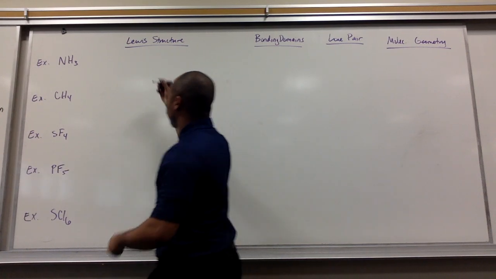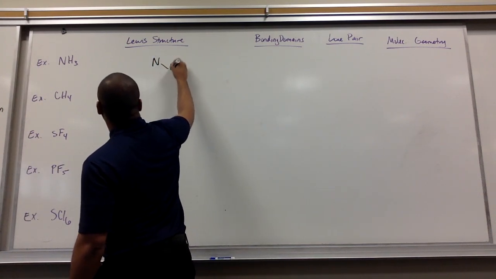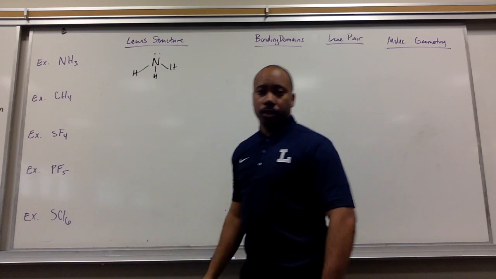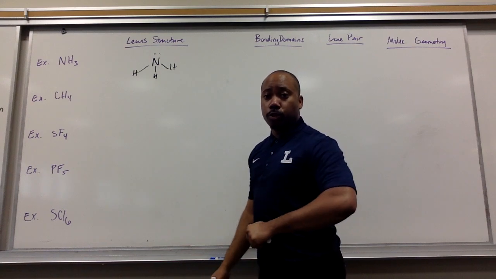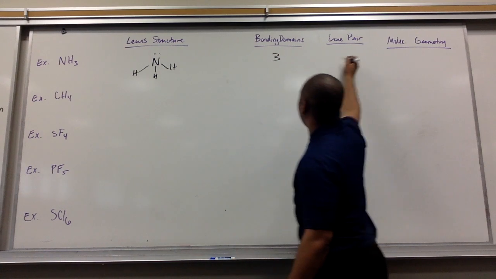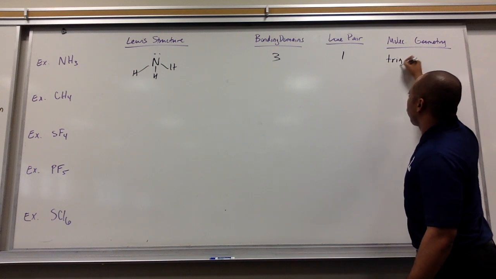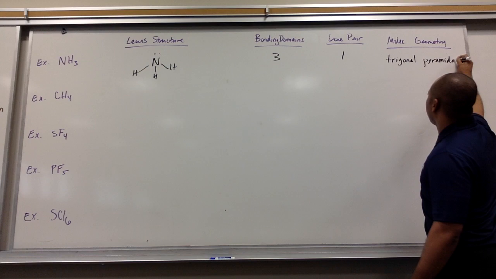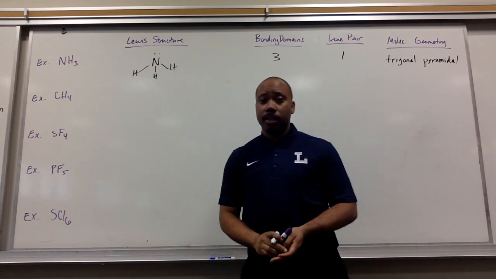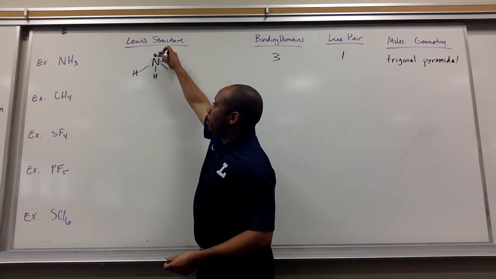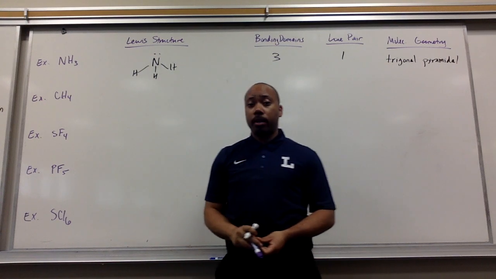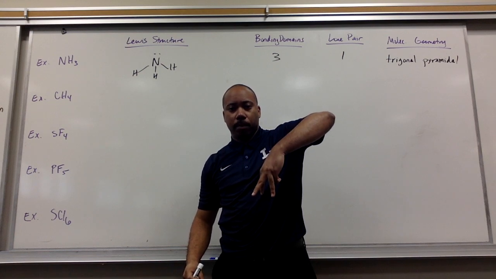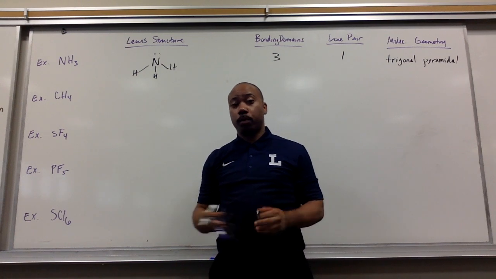Next, NH3. So NH3 will have that Lewis structure. In this Lewis structure, I've got 3 bonding domains, 1 lone pair, that's going to be trigonal pyramidal. Because in 3-dimensional space, this nitrogen, this lone pair here, are going to be pushing down on all 3 of those bonding domains. So it's going to look like a little tripod, like a little pyramid, standing up like so, with nitrogen on top. So trigonal pyramidal.